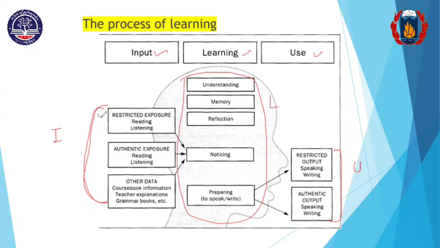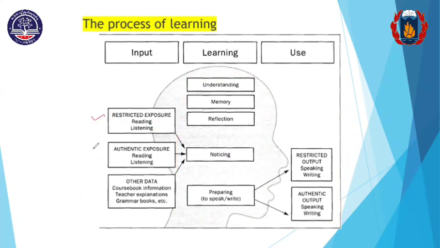So let's look at this input, teacher. Restricted exposure means teachers start to present the language through the text or through the listening, by reading or by hearing. And another one is authentic exposure. And here, teacher, what will be the difference between restricted exposure and authentic exposure? What will be their difference?